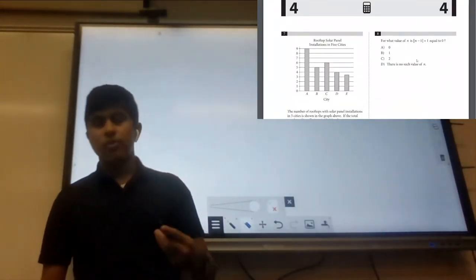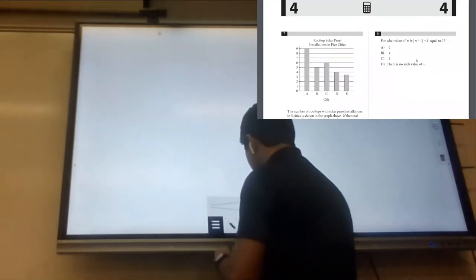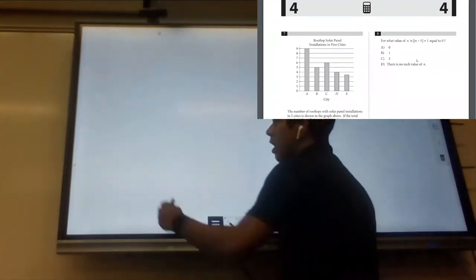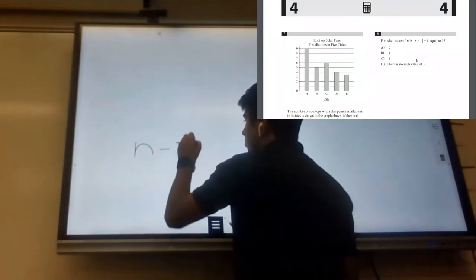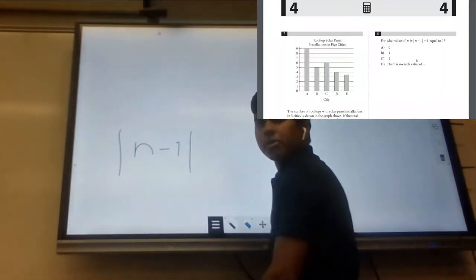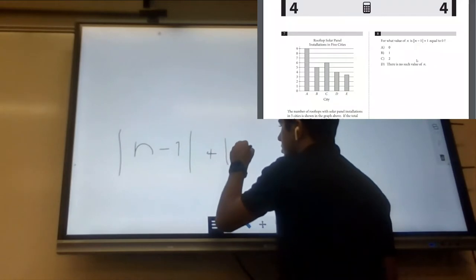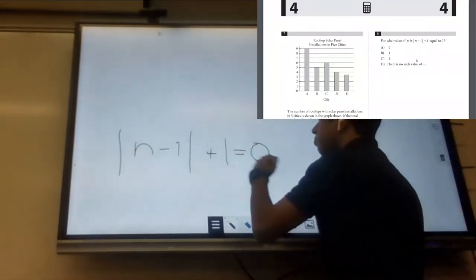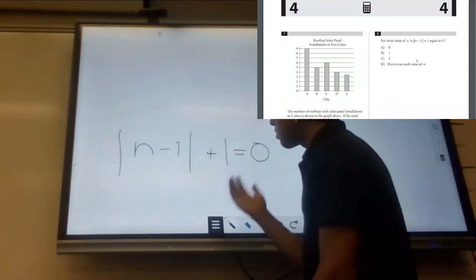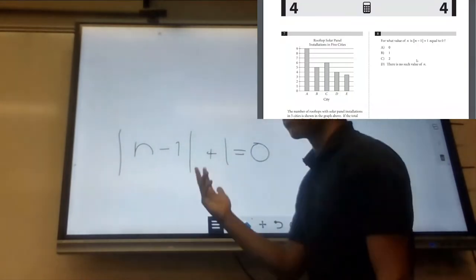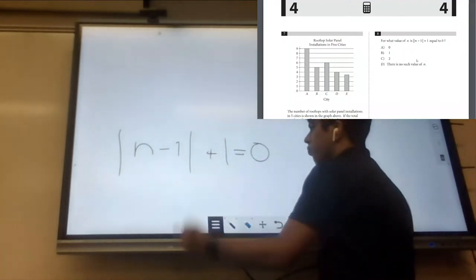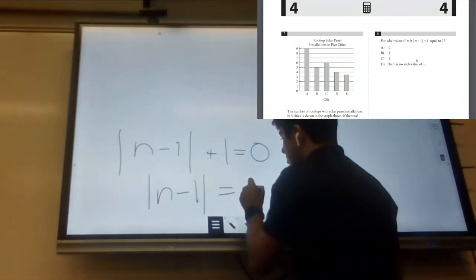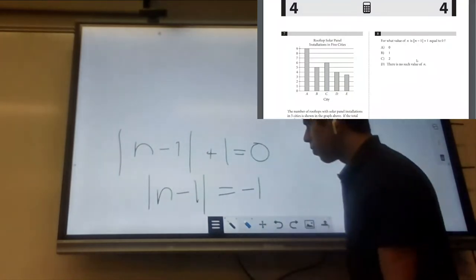Okay, question number eight. For what value of n is the absolute value of n minus 1, plus 1, equals 0? Okay. So we see this is a standard equation. I mean, there's an absolute value, but other than that, it's pretty simple. You subtract the 1 from both sides, and you get the absolute value of n minus 1 equals negative 1.